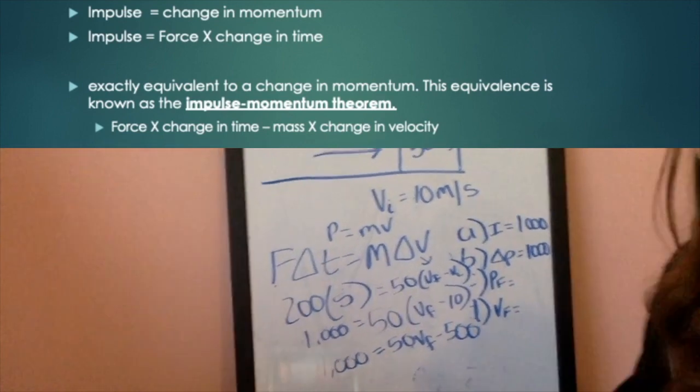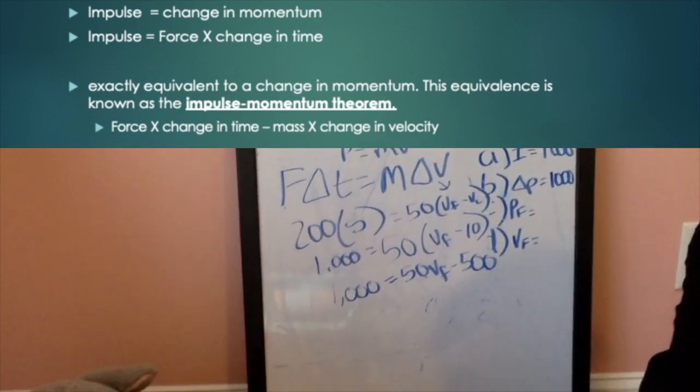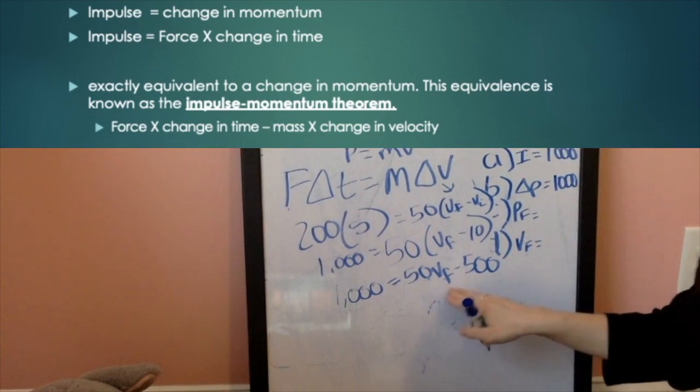So in order to solve for our final velocity, we need to get our final velocity by itself, right?